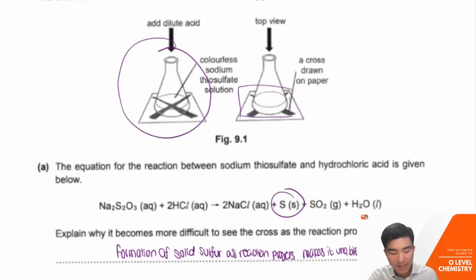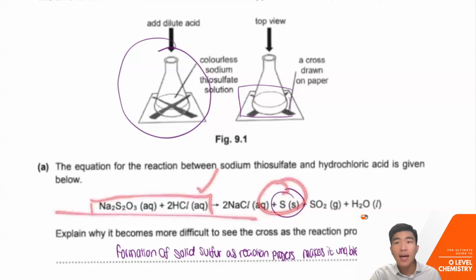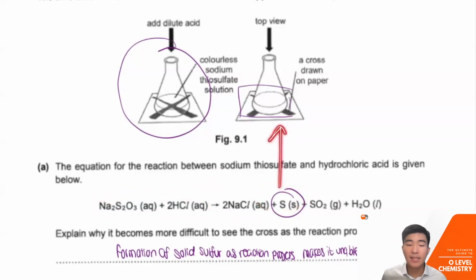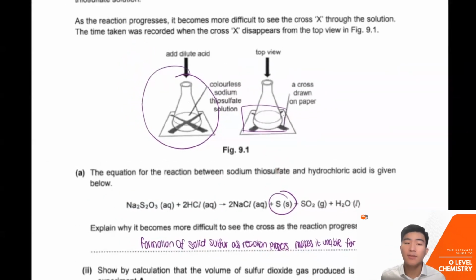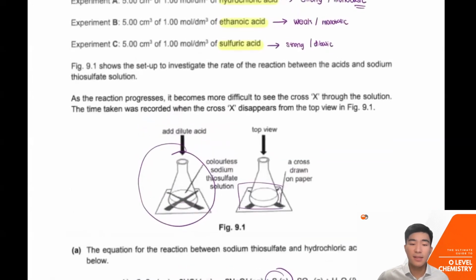Basically, there's this equation, sodium thiosulfate reacting with HCl to form sulfur. I think some of y'all have done this question before. I think most of y'all have done it before. It is from a 10-year series, 2013 paper.